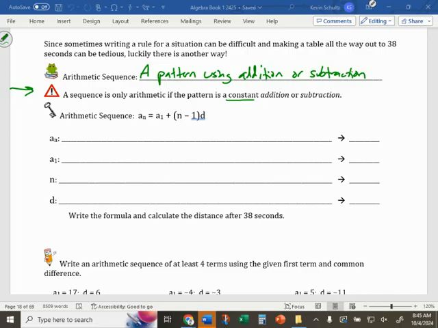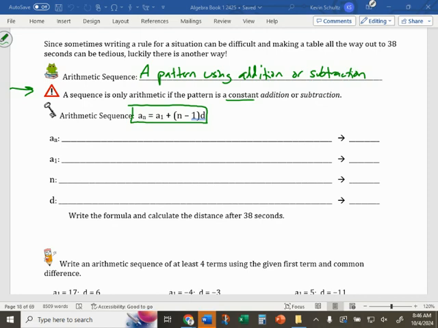Okay? And here is the formula. This goes on a help sheet. If you don't put it on a help sheet, that is just foolishness. Okay? A_n equals A_1 plus (n minus 1) times d. Crystal clear? No. Of course not. It's got a lot of variables here. Okay? Let's dissect this a little bit.